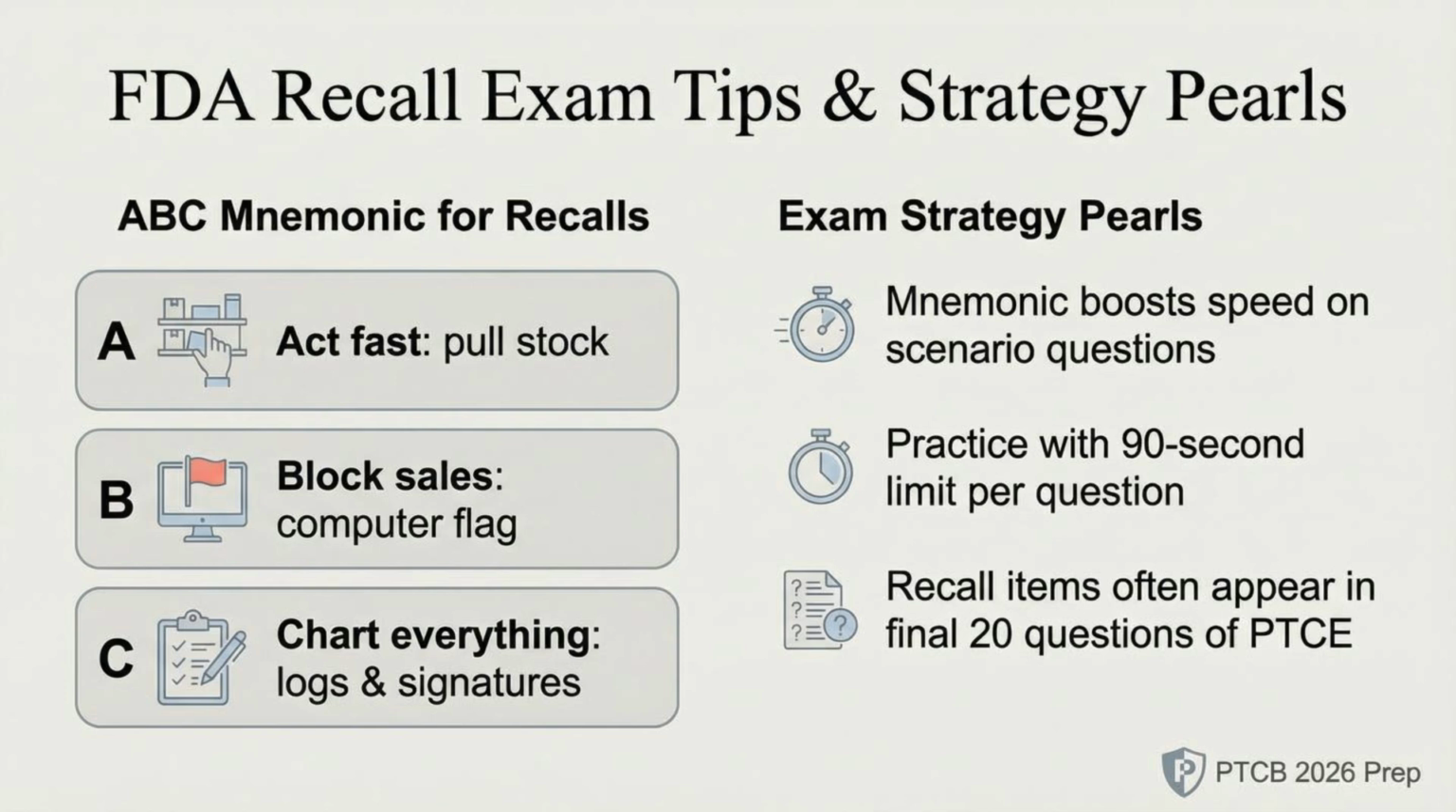A. Act fast and pull stock. B. Block sales with a computer flag. And C. Chart everything, including logs and signatures. This helps boost speed on scenario questions.